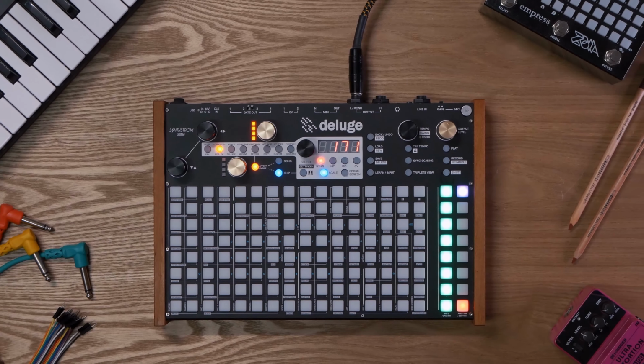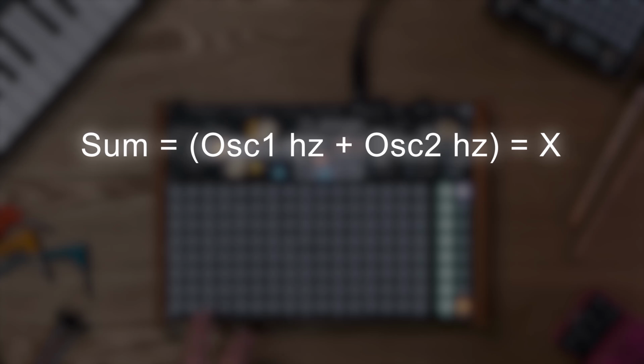So the basic formula is that we're going to get two different sounds playing at once. We're going to take the sum of oscillator 1's frequency and oscillator 2's frequency, and we're also going to take the difference of oscillator 1's frequency and oscillator 2's frequency. So the basic formula is that we need to find the sum of oscillator 1's frequency and oscillator 2's frequency, and let's say that equals X.